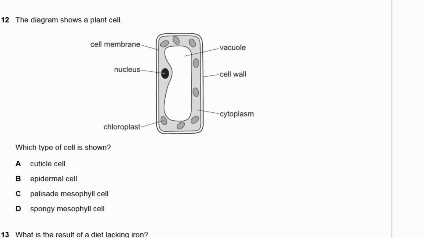Is it the cuticle cell? Well, no, the cuticle isn't really a cell. It's a waxy layer on the outside of the plant. So it's not that. Is it an epidermal cell? No, epidermal cells don't really have chloroplasts in. They're just there to protect it. So it's not an epidermal cell. Is it a palisade mesophyll? Yes, it's a palisade mesophyll. It's rectangular, it's a very regular shape, and it has lots of chloroplasts. Spongy mesophyll cell? No, they have a much more irregular shape, so there'll be lots of air spaces. So the answer is C, the palisade mesophyll cell.